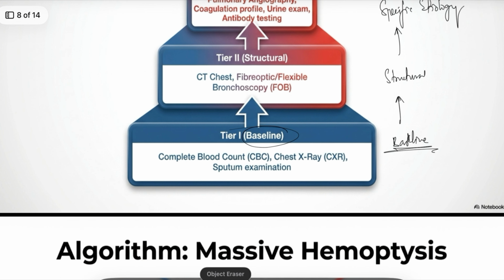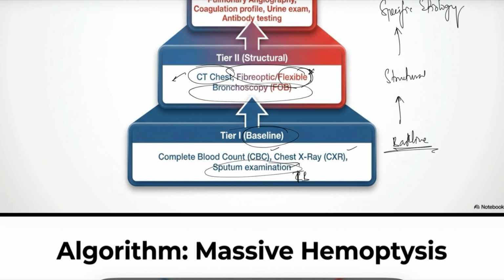So in baseline we have CBC as usual, routines, chest x-ray and sputum examination to rule out TB, the king of infective diseases in India. Then coming to structural, CT, we have to check whether the outline is maintained or intact. Then fiber optic bronchoscopy, it may be flexible or non-flexible. We prefer the flexible one because it goes in anatomically properly.